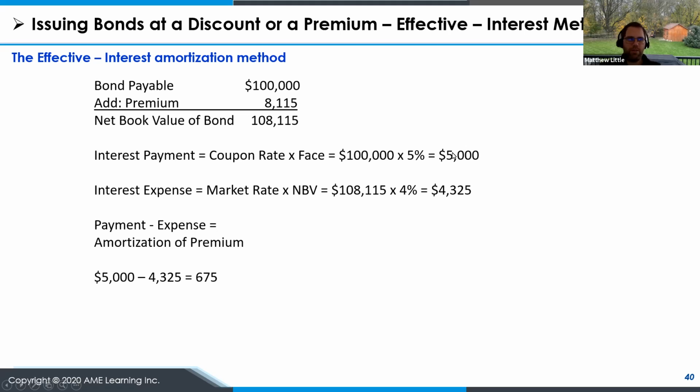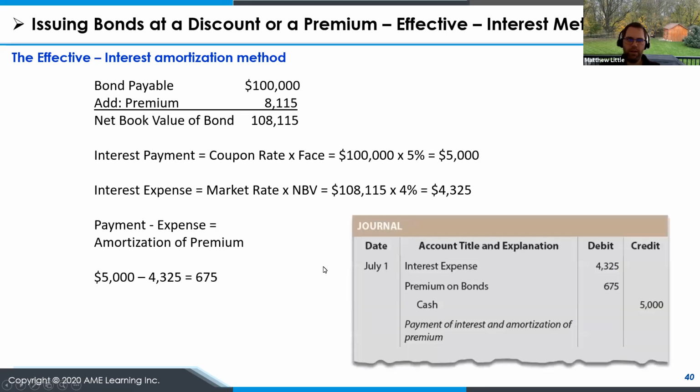But our interest expense is calculated looking at the market rate times the net book value. So if our market rate is only 8% per annum, which is 4% for 6 months, times the net book value, which currently is $108,115 because we haven't amortized the premium yet. This is our first payment cycle. That will give us an interest expense of $4,325. So therefore, the payment of $5,000 less the expense of $4,325 would equal the amortization of the premium.